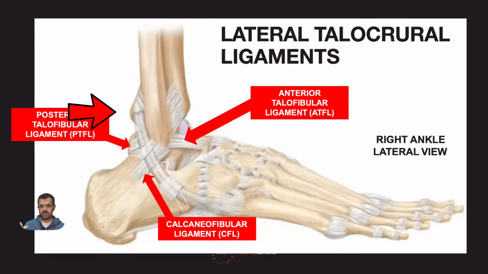So, lateral ligaments then. We've got these three main ones. ATFL is your anterior, so it's at the front.